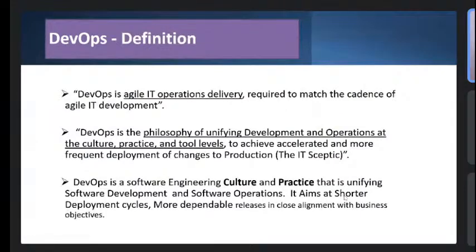Here are a few definitions of DevOps. DevOps is an IT operational delivery required to match the cadence of IT development. DevOps is a software engineering culture and practice that is unifying software development and software operations. Actually, DevOps is a cultural and professional shift that emphasizes convergence, collaboration, and integration between the software development and the operations profession, while doing all the automation of software delivery and infra.